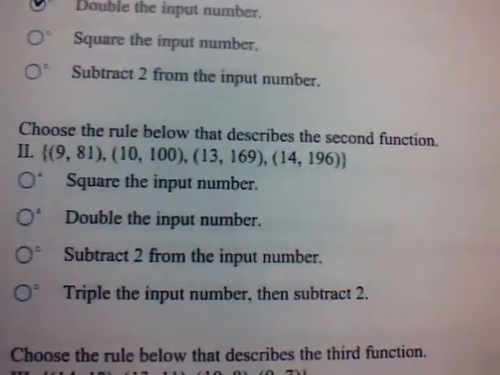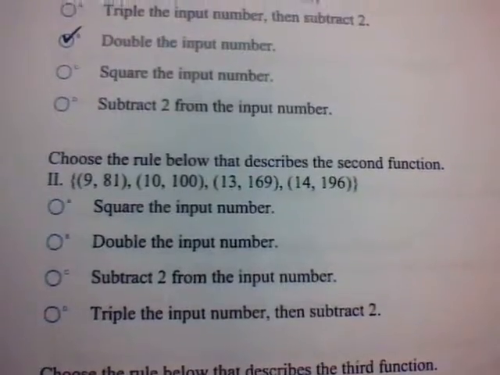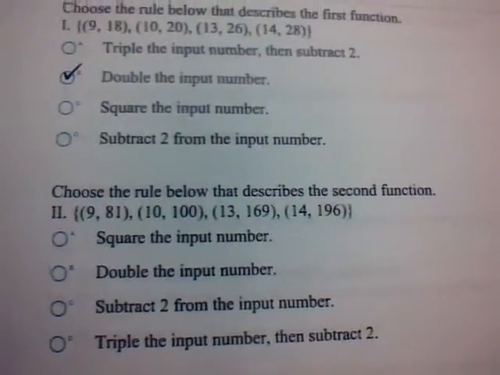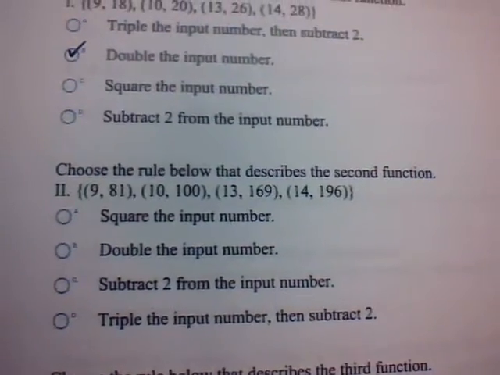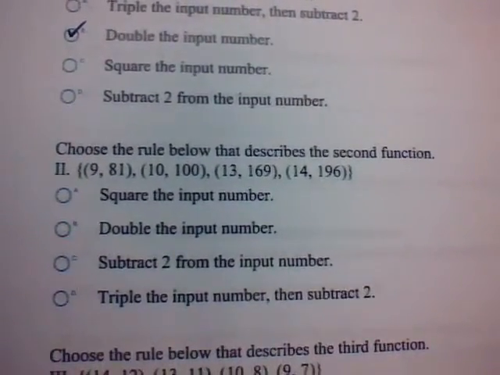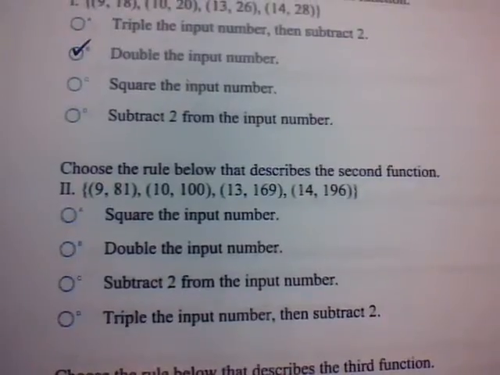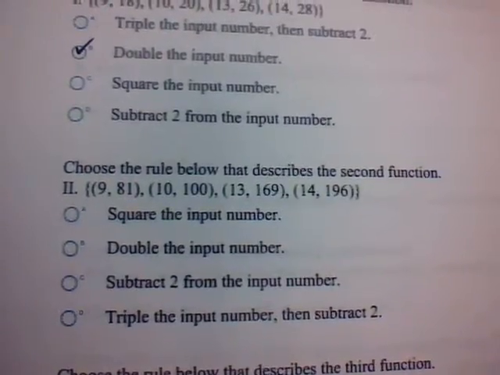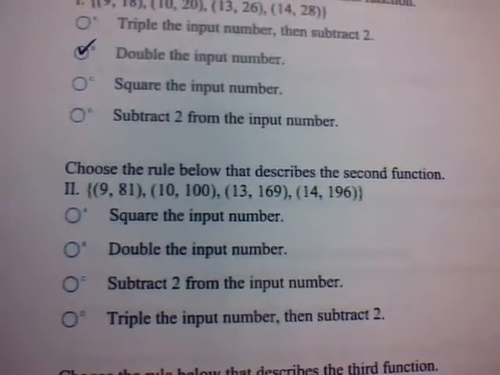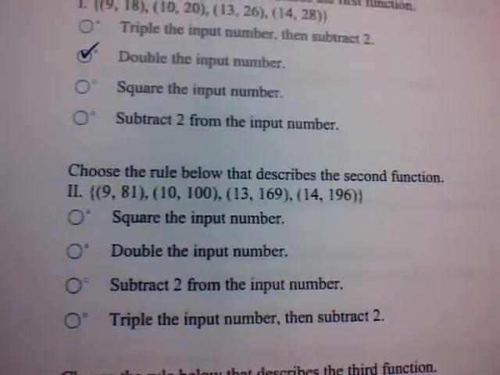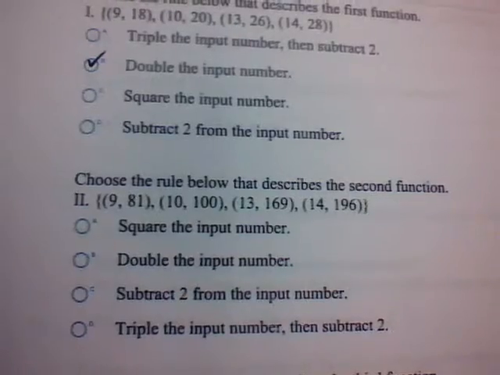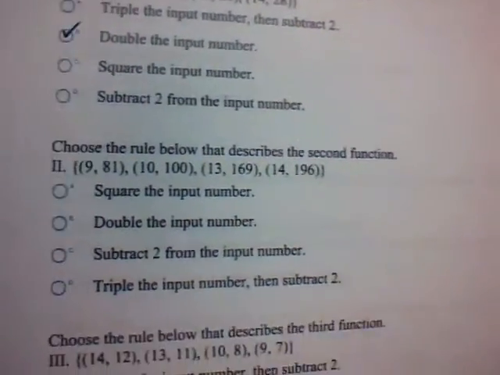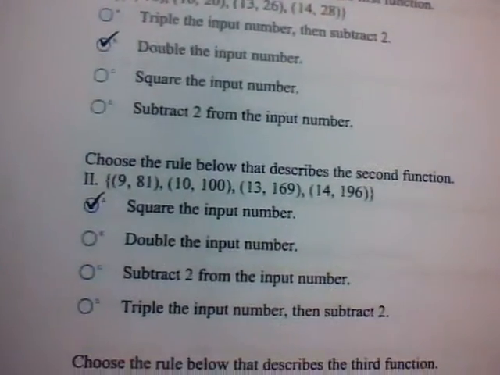All right, take a look at the second one. Choose the rule that describes this function: 9, 81, 10, 100, 13, 169, 14, and 196. Well, if you square the 9, you're going to get 81. Square 10, you're going to get 100. Square the 13, you'll get 169. And square 14, you'll get 196. So in this case, we're squaring the input number. That's answer A.